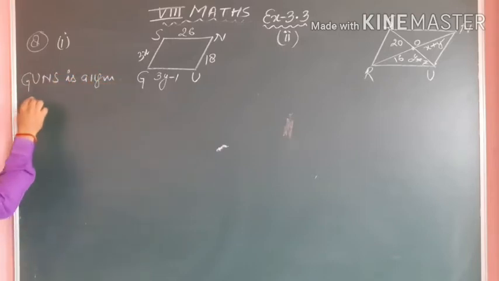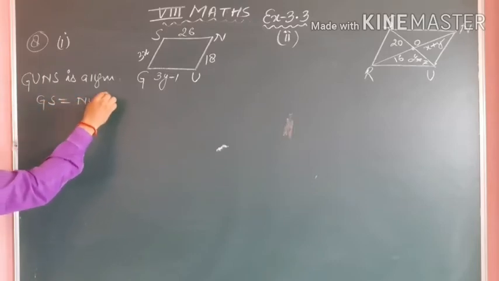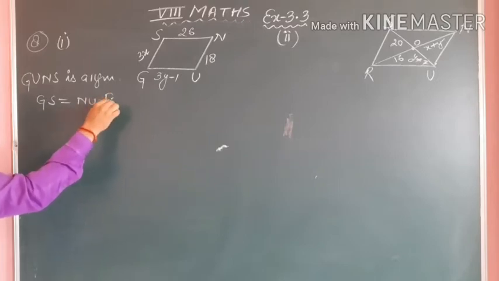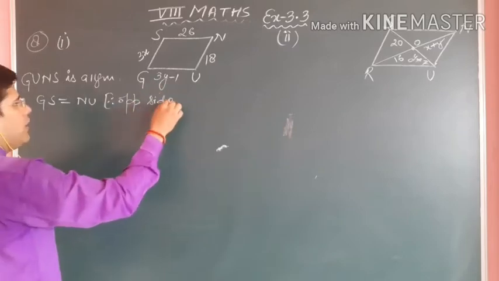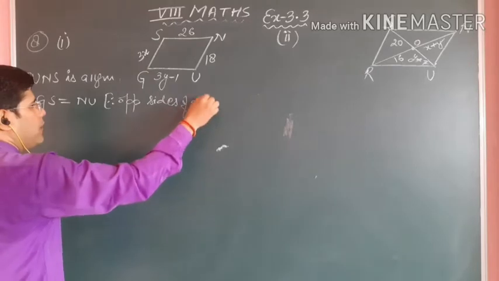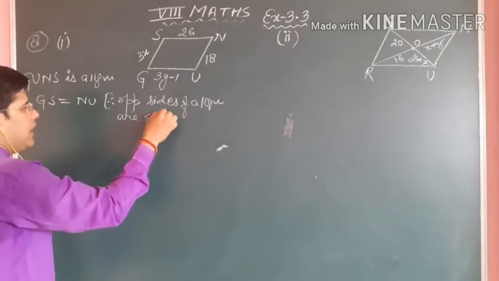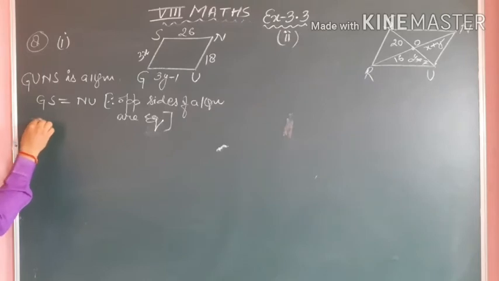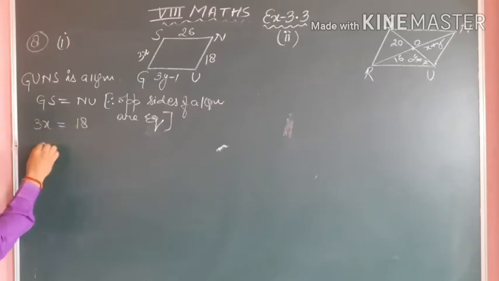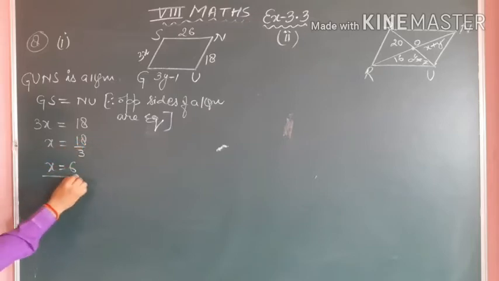Okay. Now GS equal to UN. Why these are equal? Opposite sides of a parallelogram are equal. In property, I give all the reasons, all the things. So 3x is equal to 18. X is equal to 18 divided by 3. X equal to 6. Here we have X.